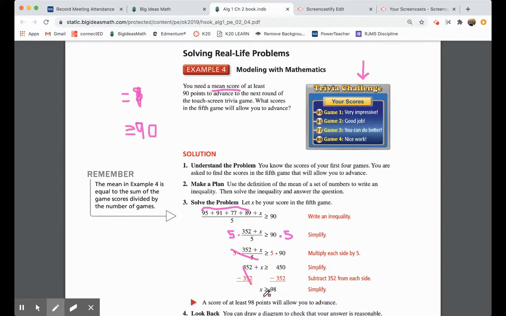So when we subtracted, we got X is greater than or equal to 98. So that means they had to have a score of 98 or bigger for the average to be at least 90.